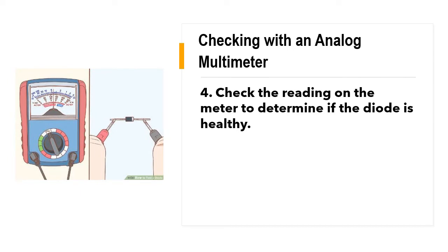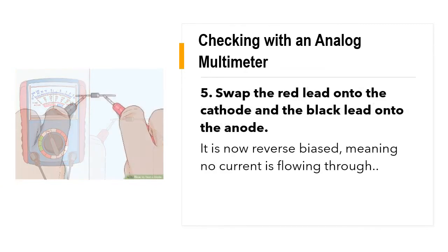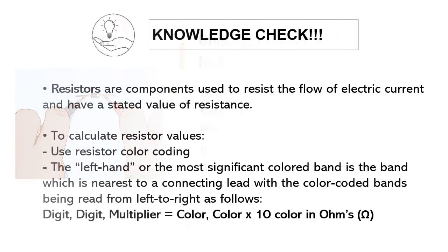Four, check the reading on the meter to determine if the diode is healthy. 5. Swap the red lead onto the cathode and the black lead onto the anode. It is now reverse biased, meaning no current is flowing through. And that's it for our discussion about the resistor, the capacitor, transformer, and diode. Now let's check your knowledge.